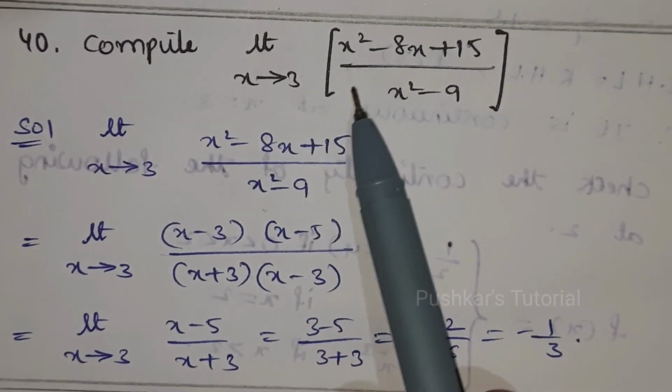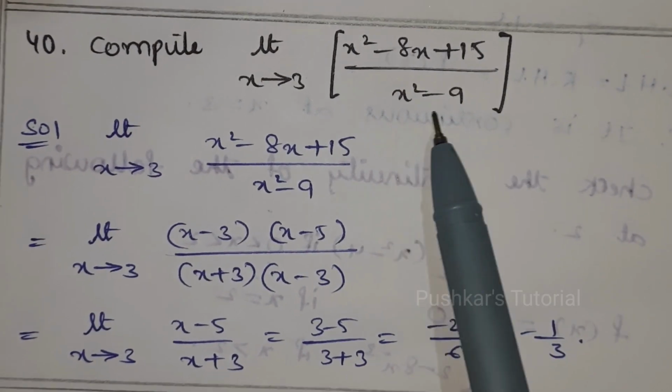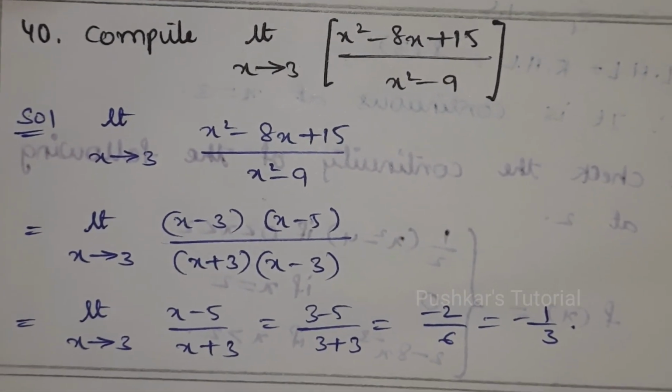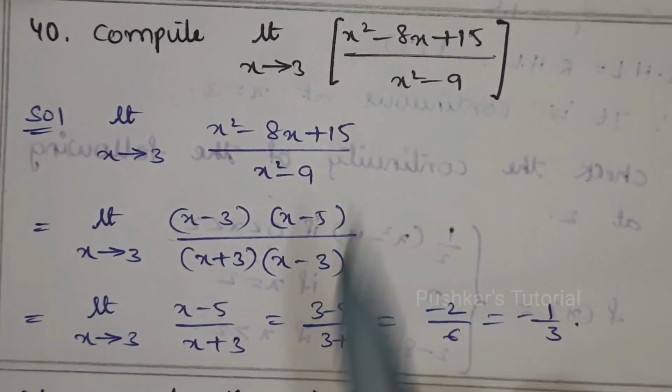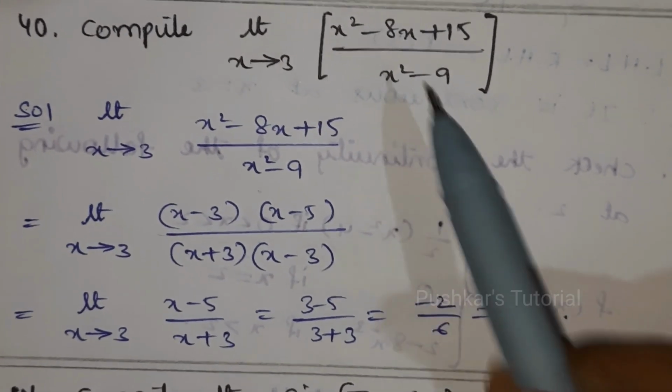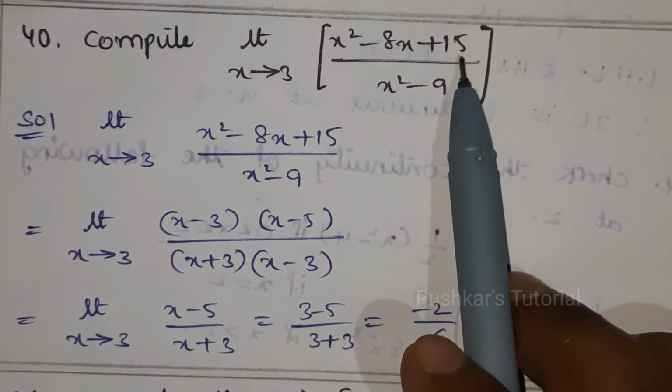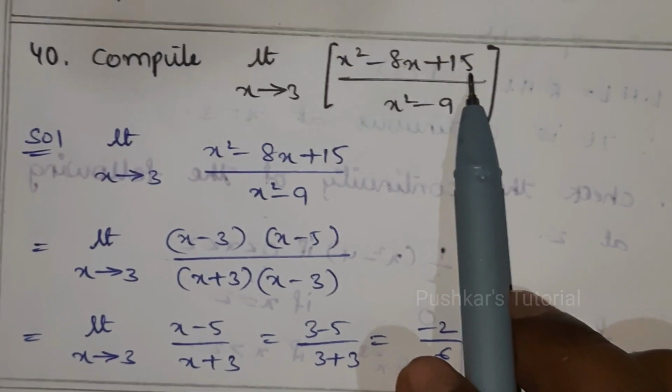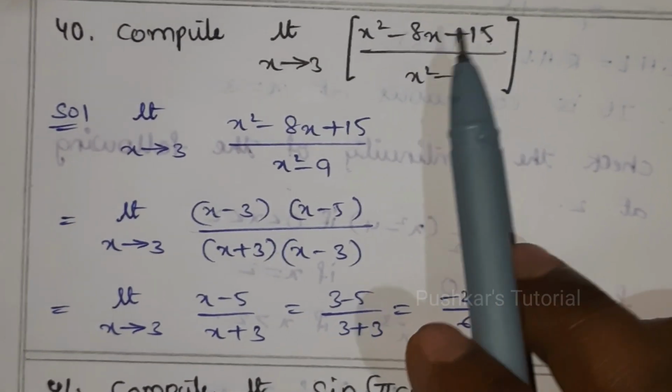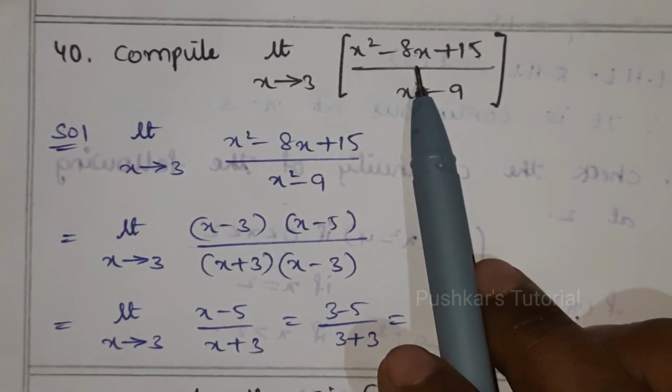Compute limit x tends to 3 of x square minus 8x plus 15 by x square minus 9. Whenever a quadratic expression is coming, we have to do factorization. So for x square minus 8x plus 15, what are the factors of 15? 3 fives are 15, and the addition of 3 and 5 is 8.